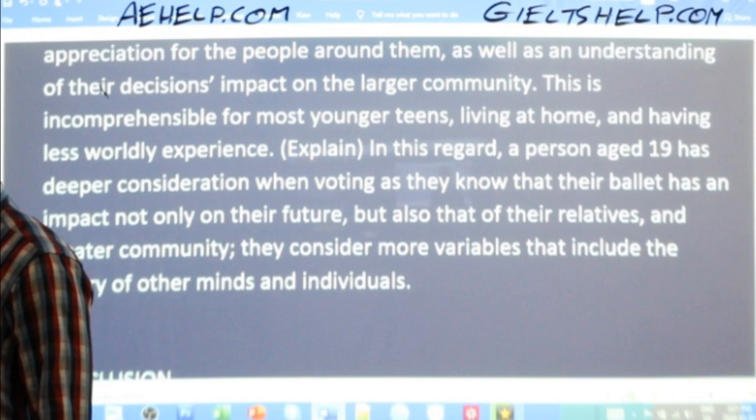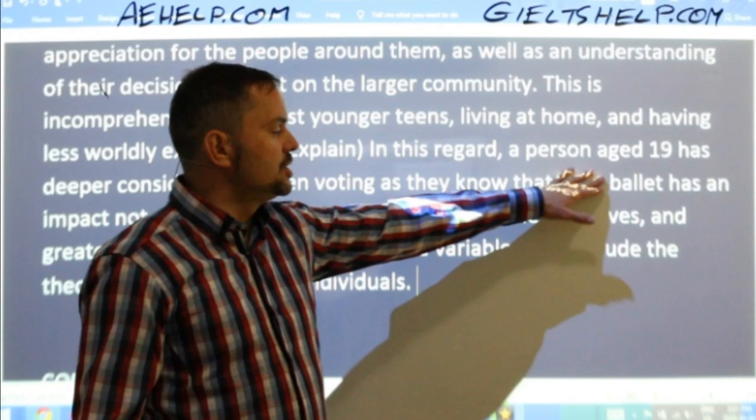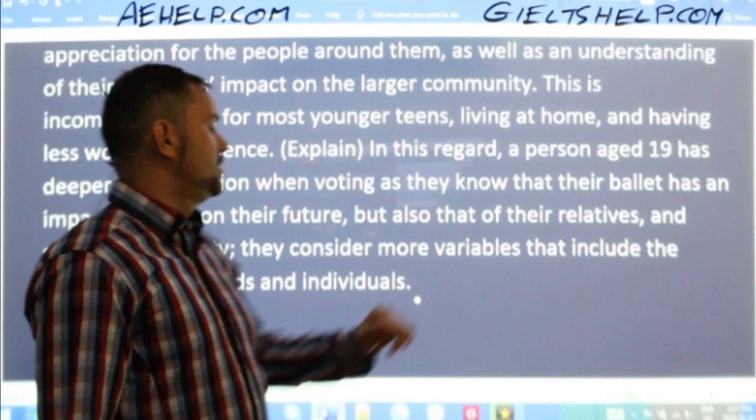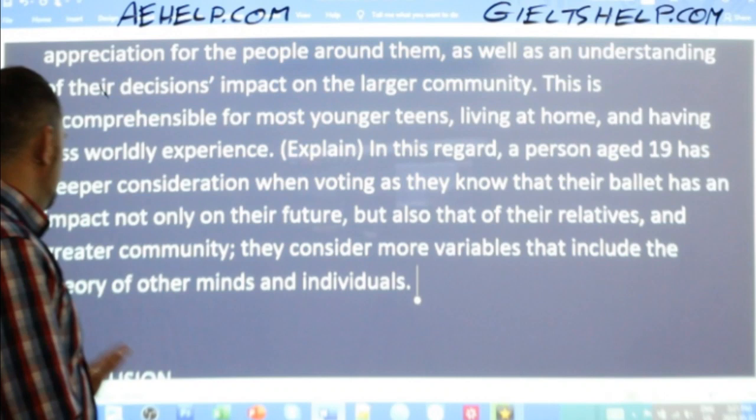Here's my explanation again. I think I read it already. In this regard, a person aged 19 has a deeper consideration when voting, as they know that their ballot has an impact not only on their future, but also that of their relatives and greater community. They consider more variables that include the theory of other minds and individuals. Okay.